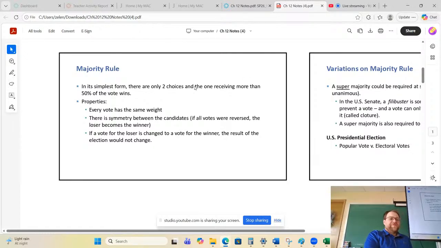So the simplest way is just picking the one that has the most votes. If you only have two choices, simply called majority rules there. Some properties: every vote has the same weight. If one vote changed, the result would not change necessarily. And there is symmetry between the candidates. So in other words, if all the votes were reversed, then the loser becomes the winner.